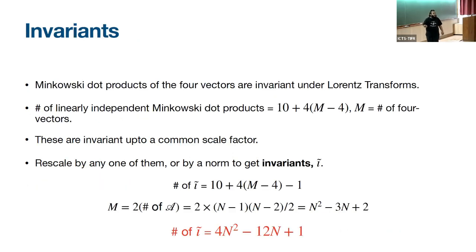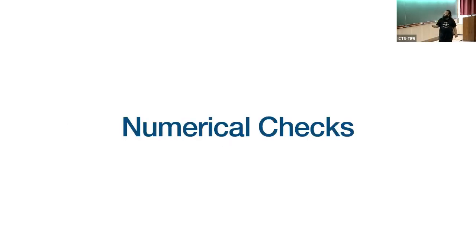If I take Minkowski dot products of these 4-vectors, they'll be Lorentz invariant. So that is one trick we use. And then we see that the number of linearly independent Minkowski dot products can be given by some number like this. Now these all are invariant up to the scale factor I mentioned earlier. So if we rescale by any one of them or by a norm, we get the invariants, which I denote as I tilde. Now, if you do again a number check, you actually get that the number of invariants matches what we predicted by the first argument. So now this was the prescription that was given, and now I perform numerical checks on this prescription.